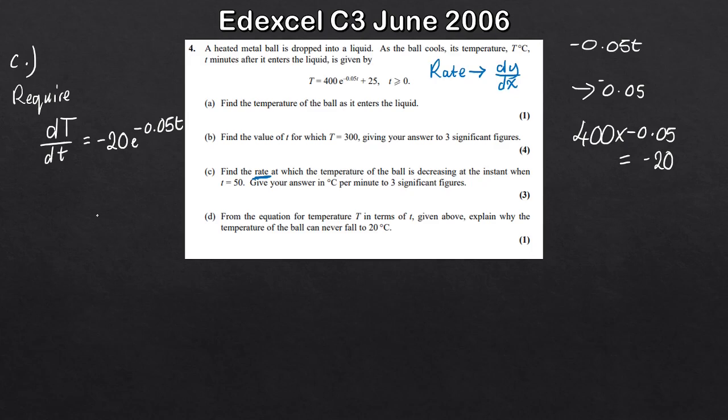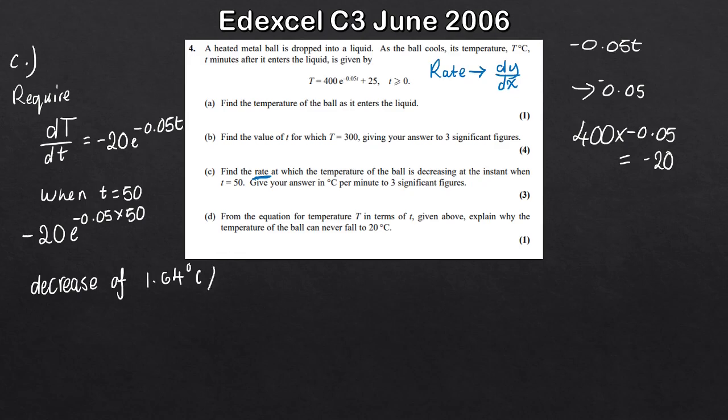Okay, so that's the differential there, but we need to work out the temperature of what it's decreasing by when t equals 50. So when t equals 50, sub that into here, that's minus 20 e to the minus 0.05 times 50, and if you plug that in, the decrease is 1.64 degrees Celsius per minute. Okay, so that's part C there.